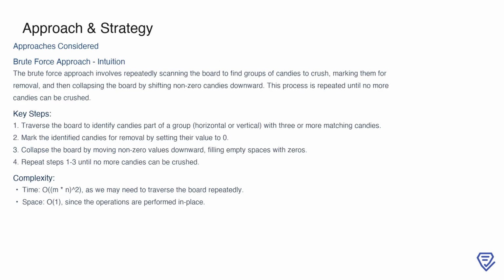Here, we start by considering the brute force approach, which is a straightforward way to solve the problem. The idea is to repeatedly scan the board, identify groups of 3 or more matching candies in a row or column, and mark those candies for removal by setting their values to 0. Once the candies are marked, we collapse the board by shifting all non-zero values downward, filling the empty spaces with zeros. This process is repeated until no more candies can be crushed.